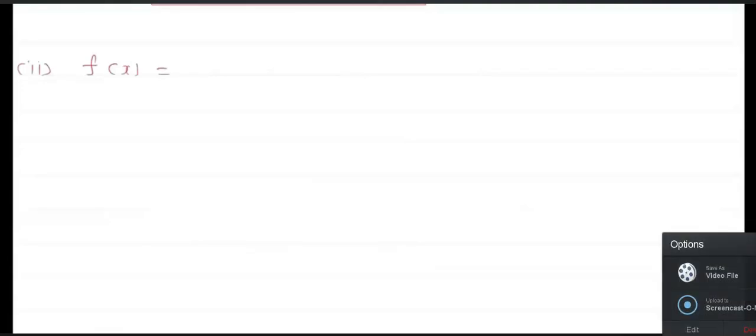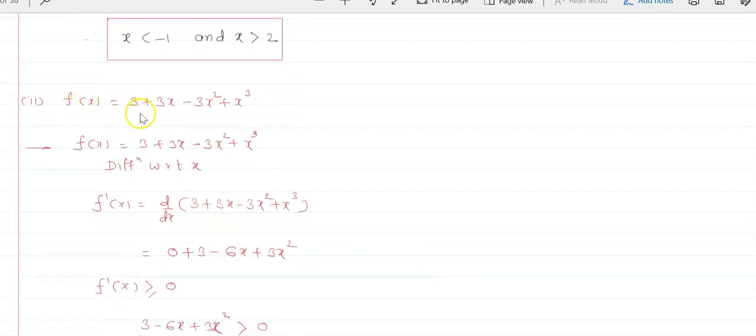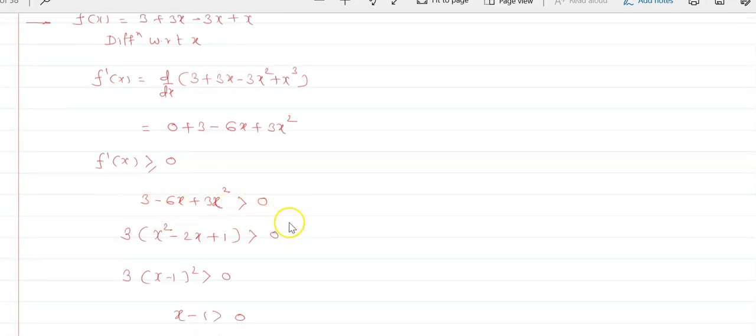Now the next, I am again explaining from my notes. Now here f of x is equal to 3 plus 3x minus 3x square plus x cube. Now differentiate this with respect to x. The derivative of 3 is 0, then 3 minus 6x plus 3x square. Now again, for the strictly increasing, this is for the increasing and this is for the strictly increasing. We want to find out the strictly increasing. That's why I am writing here 3 minus 6x plus 3x square is greater than 0.